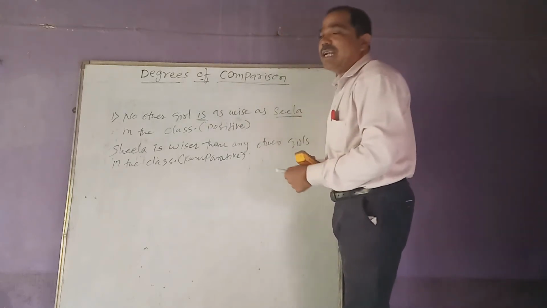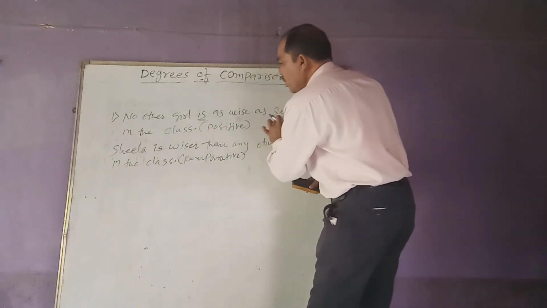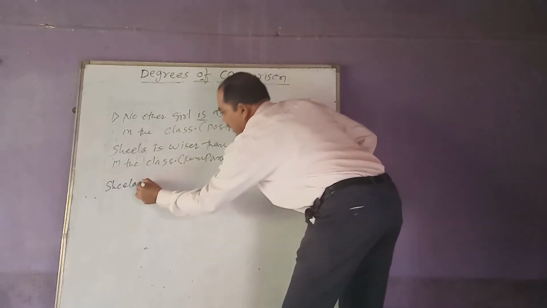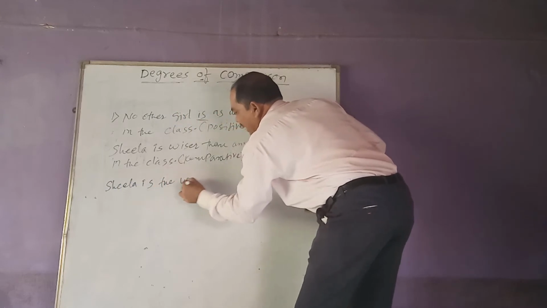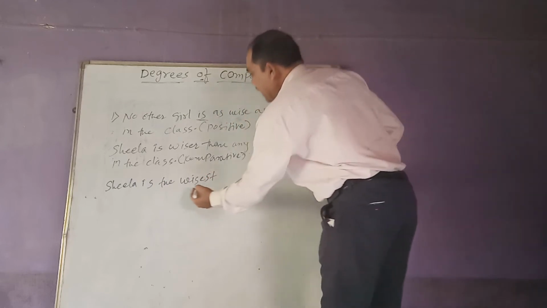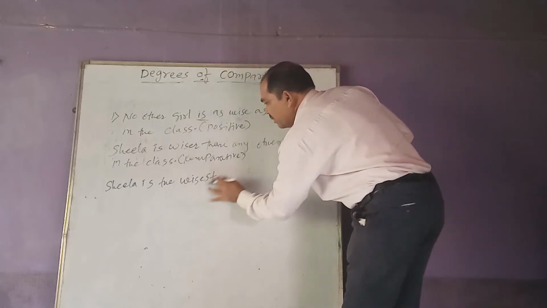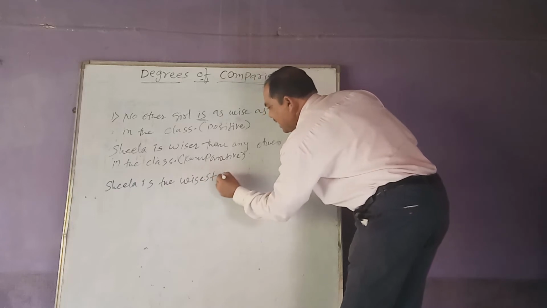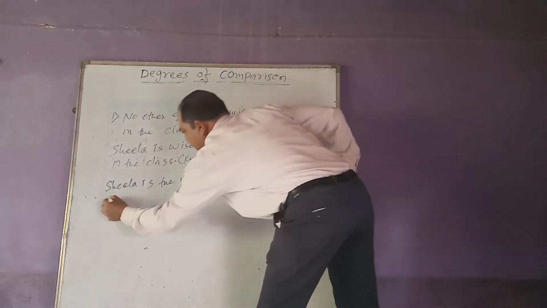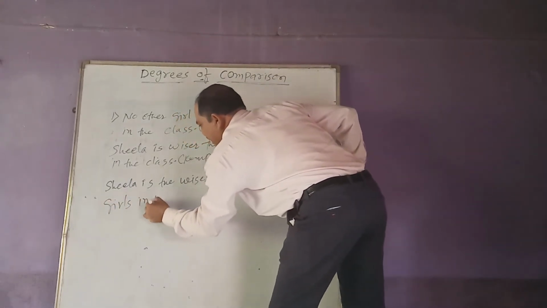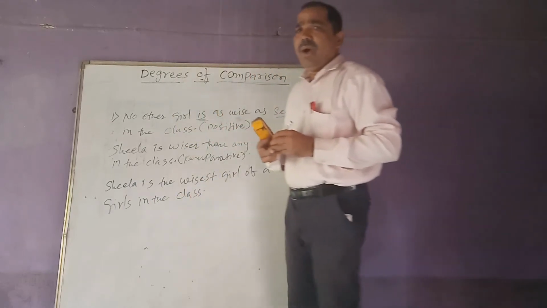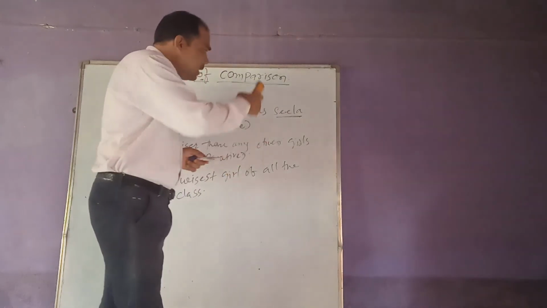Now in superlative degree, what one has to do? We have to take Sila first of all. Sila is the wisest. Sila is the wisest girl of all the girls in the class. Now in this one, try to understand what we have done in the degrees of comparison.